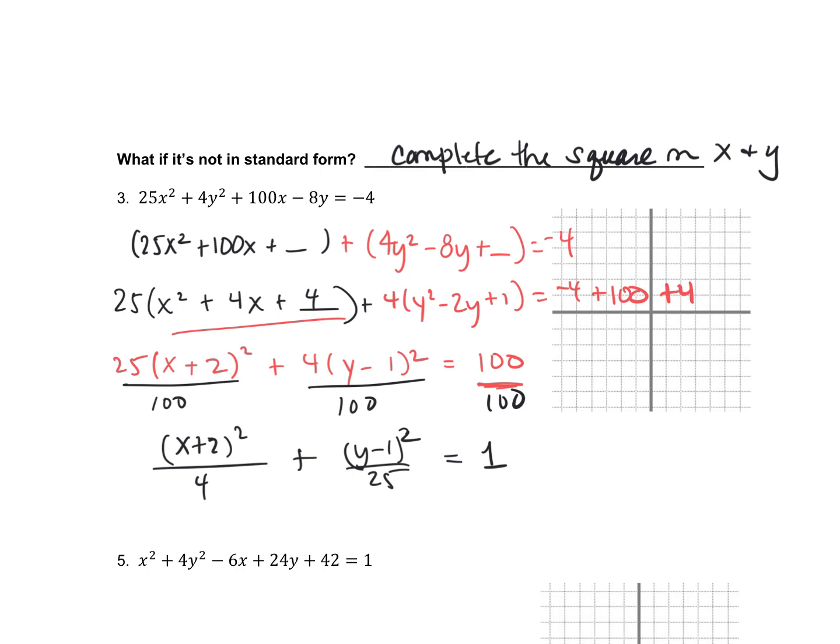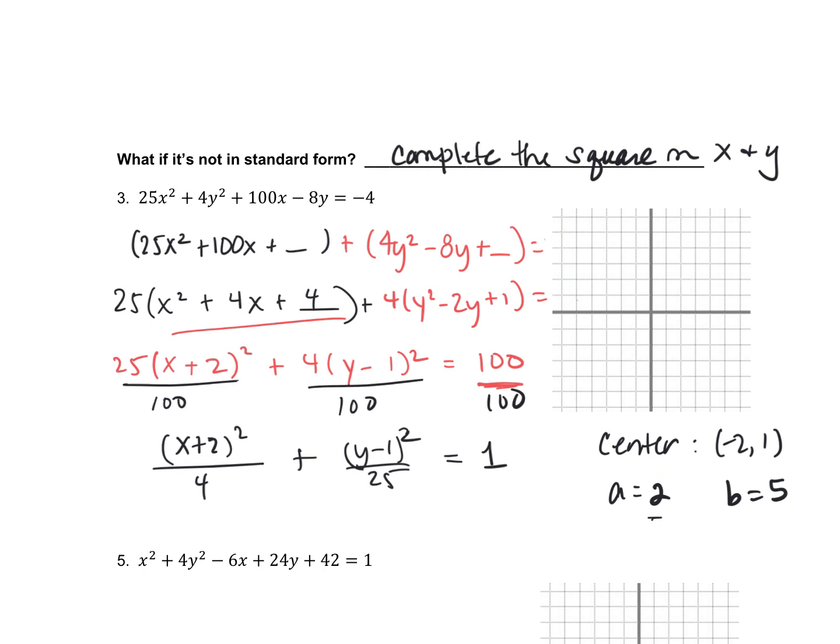Okay, so let's list the things we have. We have a center of negative 2, 1. What is your a equal to now? 2. Equals 2. And your b equals 5. On the completed notes on my PTA, they have this incorrect. They put a to be 4 instead of 2. So look at that.